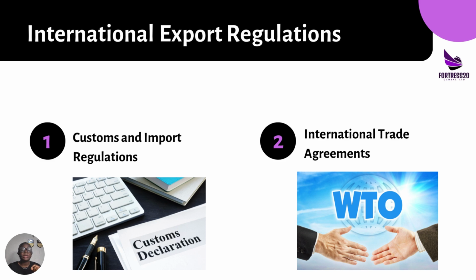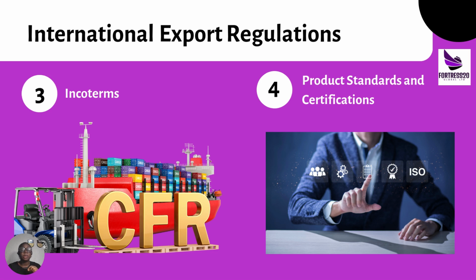Number two, international trade agreements. Multilateral trade agreements, like the World Trade Organization rules, govern the treatment of goods traded between countries, ensuring fair competition and non-discriminatory practices. Number three, international commercial terms. Incoterms are set by the International Chamber of Commerce and they define the responsibilities of buyers and sellers in global trade. They clarify who pays for and manages shipping, insurance, and customs clearance.